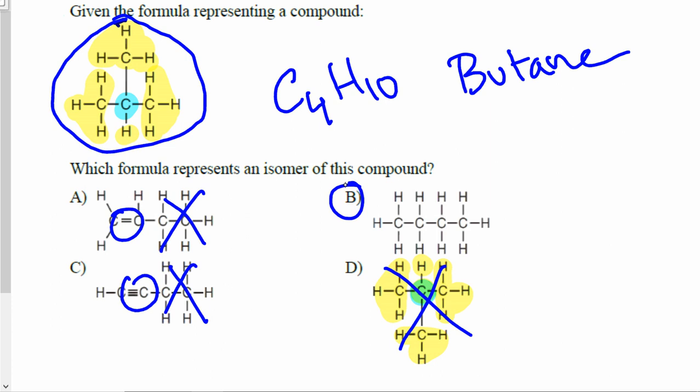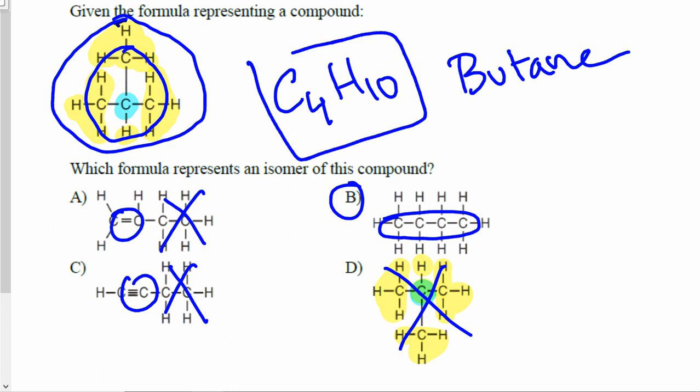Again, for isomers, the arrangement must be different. Here, all of those carbons are attached in a single straight line. Here, the carbons are not attached in a single straight line. However, both of them have 4 carbons and 10 hydrogens. So clearly, they have the same molecular formula, but different arrangement of atoms, and that's our isomer.